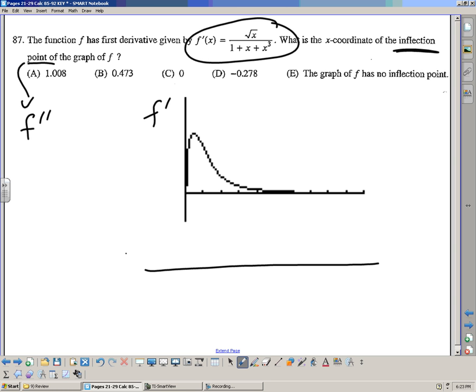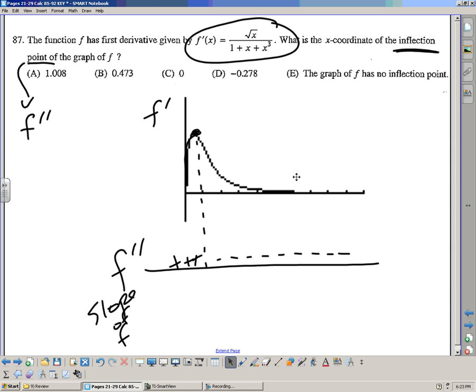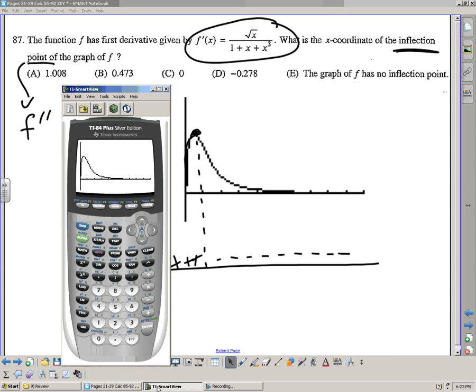If I want to draw f double prime's number line, I'm looking for the slope of f. So that's the feature I'm looking for, slope of f. So my slope is positive till I get to this point, and then negative everywhere else. I'm decreasing. So there is only one inflection point, and it occurs right here at that maximum. So how can we find that maximum? Well, there are a few ways we could find that maximum.